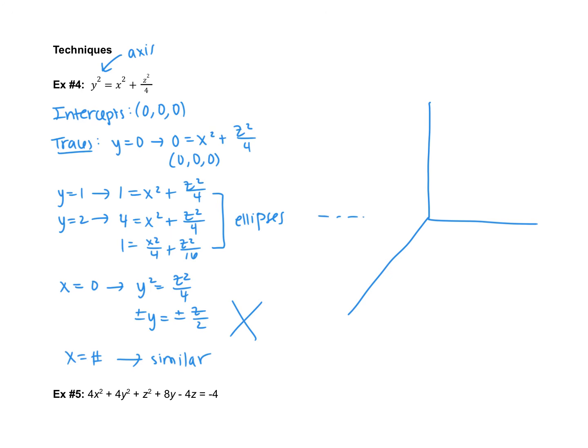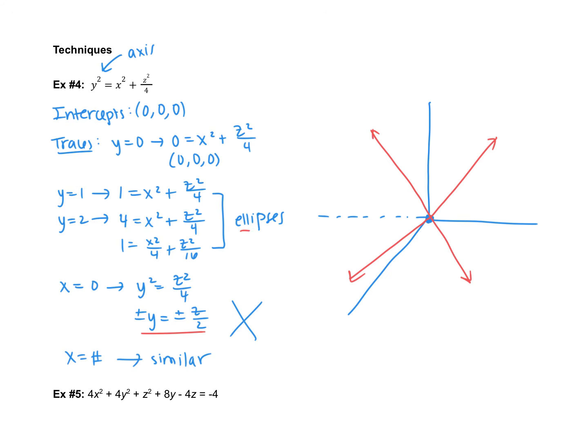We know we're going along the x-axis, that is our axis. We know that we have an intercept at 0. We know we have these cross lines, or really planes, at y equals z over 2. So we're going to have something that goes up like this and then comes back down. Similar thing here.